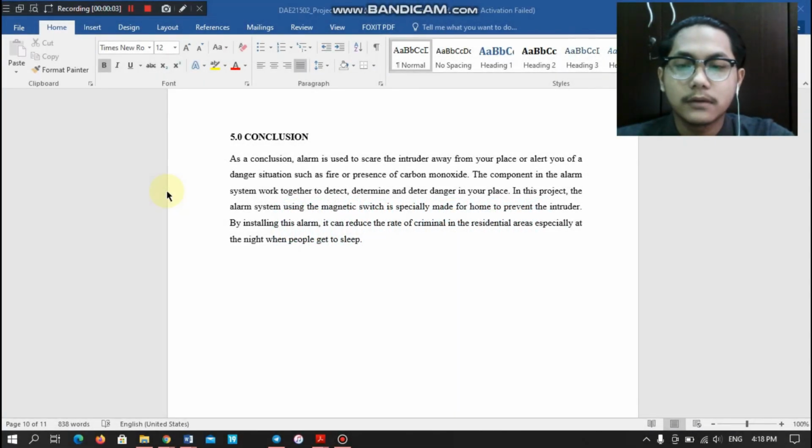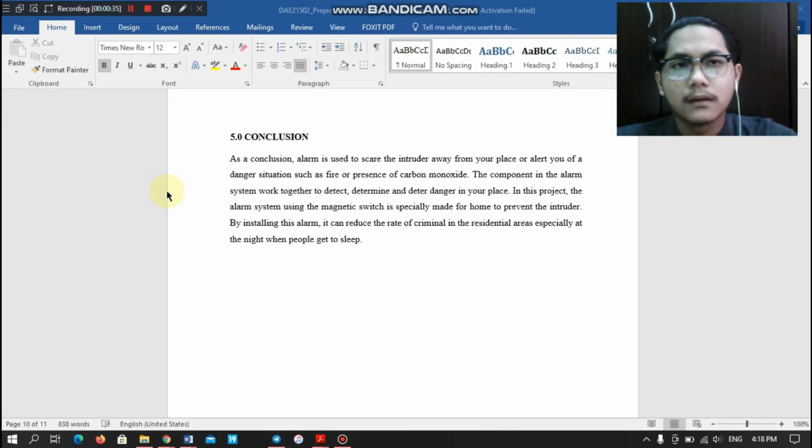Okay, so now I will explain about the conclusion for our project, which is the alarm system using the magnetic switch. So in general, we know that an alarm system is used to scare intruders away from our place and also to alert us to a dangerous situation such as the presence of fire and also carbon monoxide.